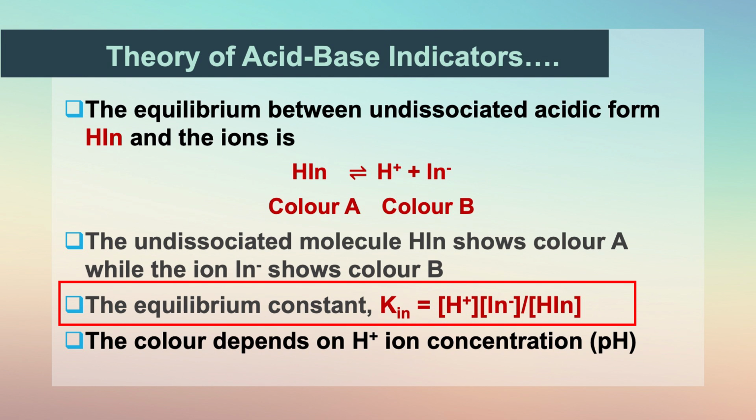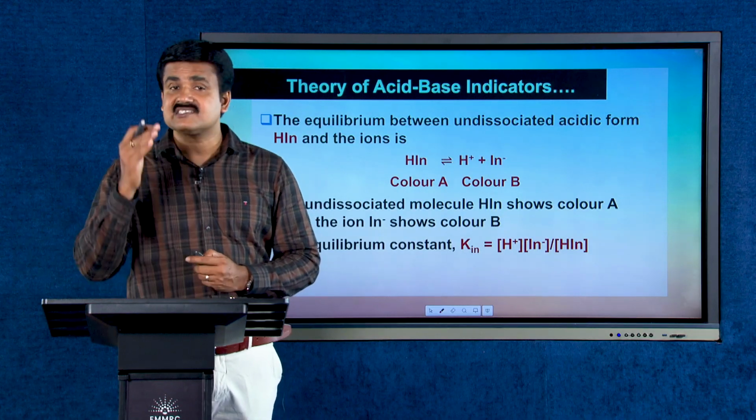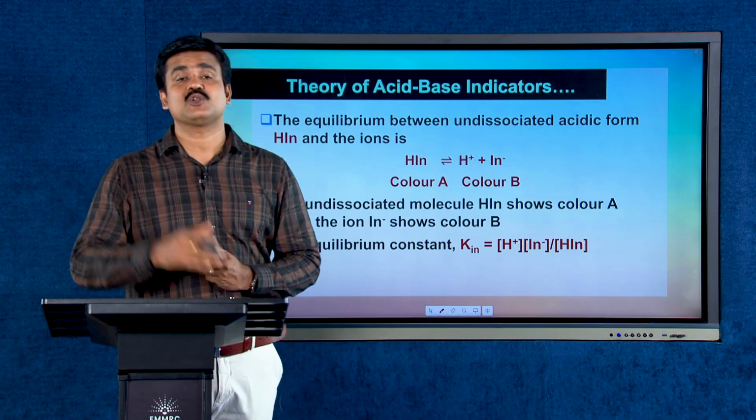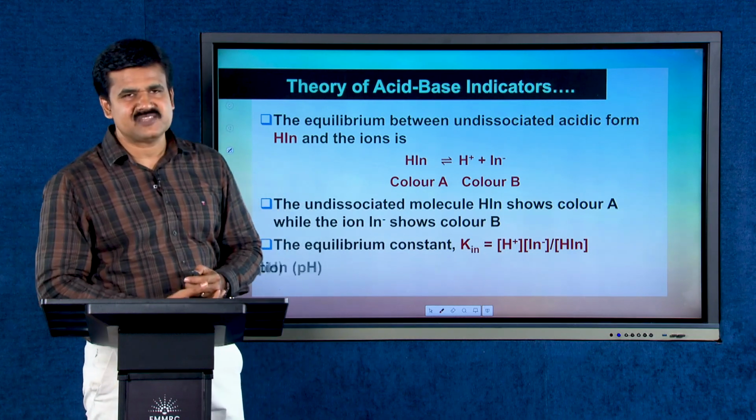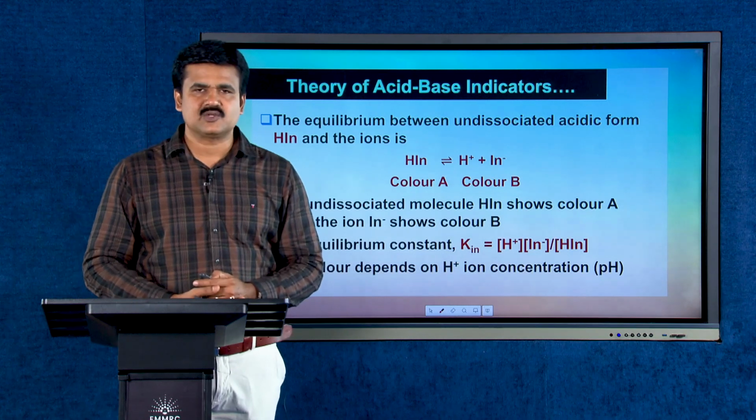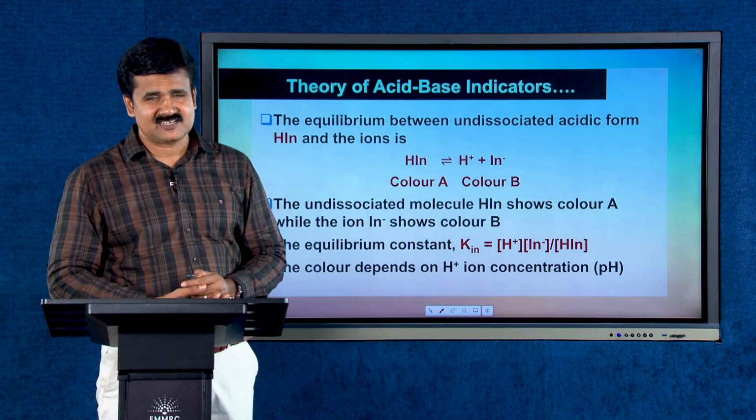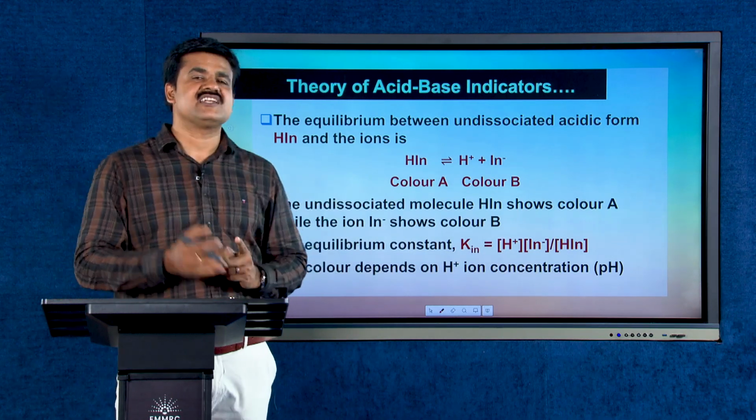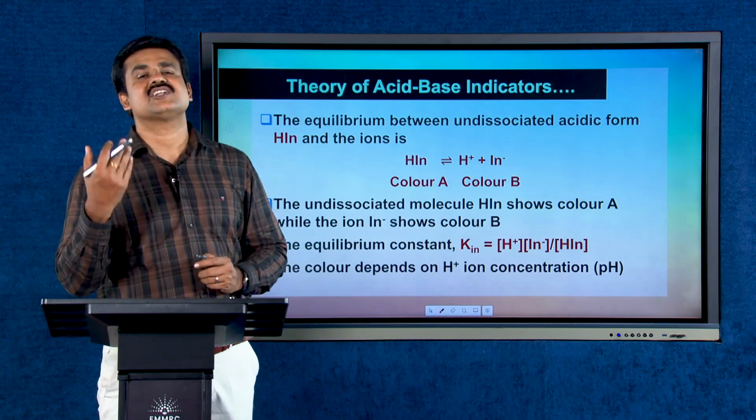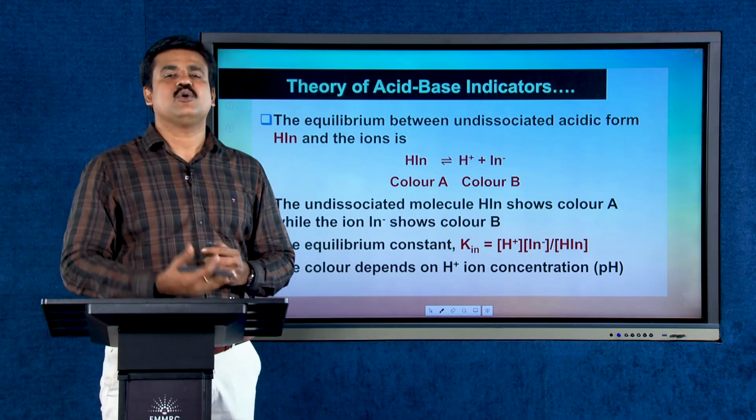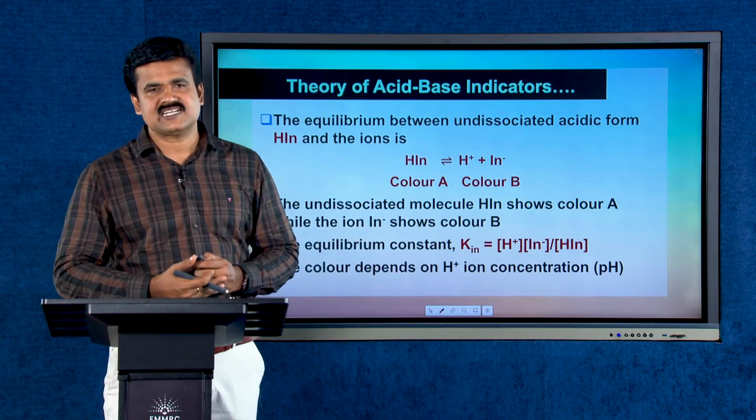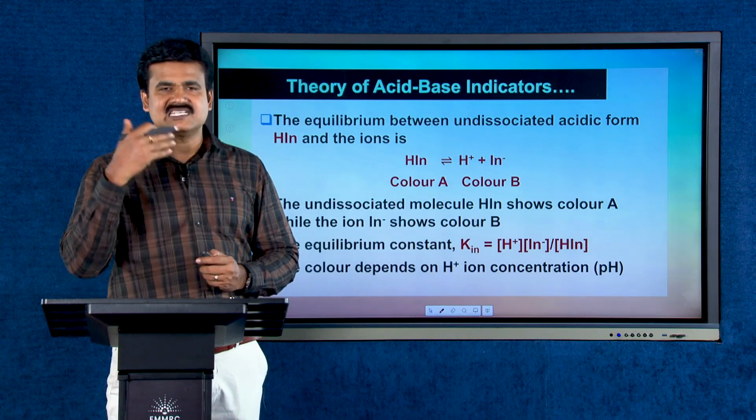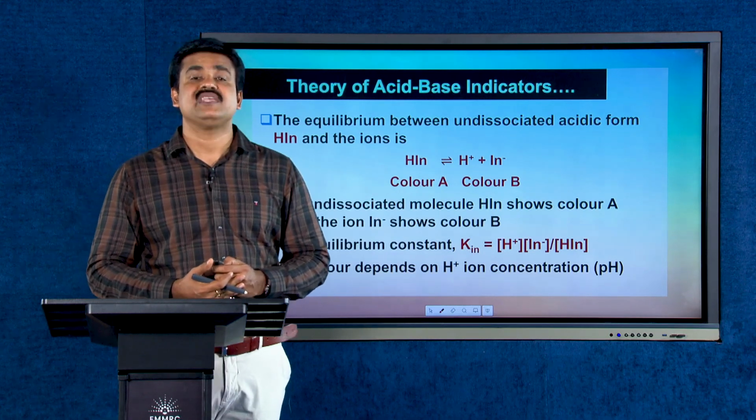Concentration of H plus is sometimes expressed as pH. So, this equilibrium constant KIn has a close connectivity with the pH of the solution, or H plus ion concentration. We can enter into more details of that. The color depends on H plus ion concentration because the indicator constant KIn depends on the concentration of H plus. Concentration of H plus is connected to pH. So, the equilibrium constant as well as the color depends on the pH of the solution.